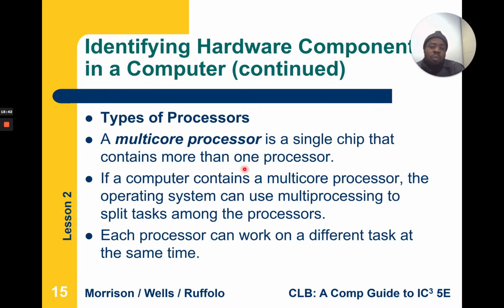So you have now the CPU I've just shown you. That CPU, the brain of the PC, is the most expensive part of the PC, but we have different types of them. Okay, so you have the multi-core processor. It's a single chip that contains more than one processor. If you are doing serious research, sometimes you might need that, especially if you are a big data scientist. So if a computer contains a multi-core processor, the operating system can use multiprocessing to split tasks among the processors to do what is called distributed processing or parallel processing.